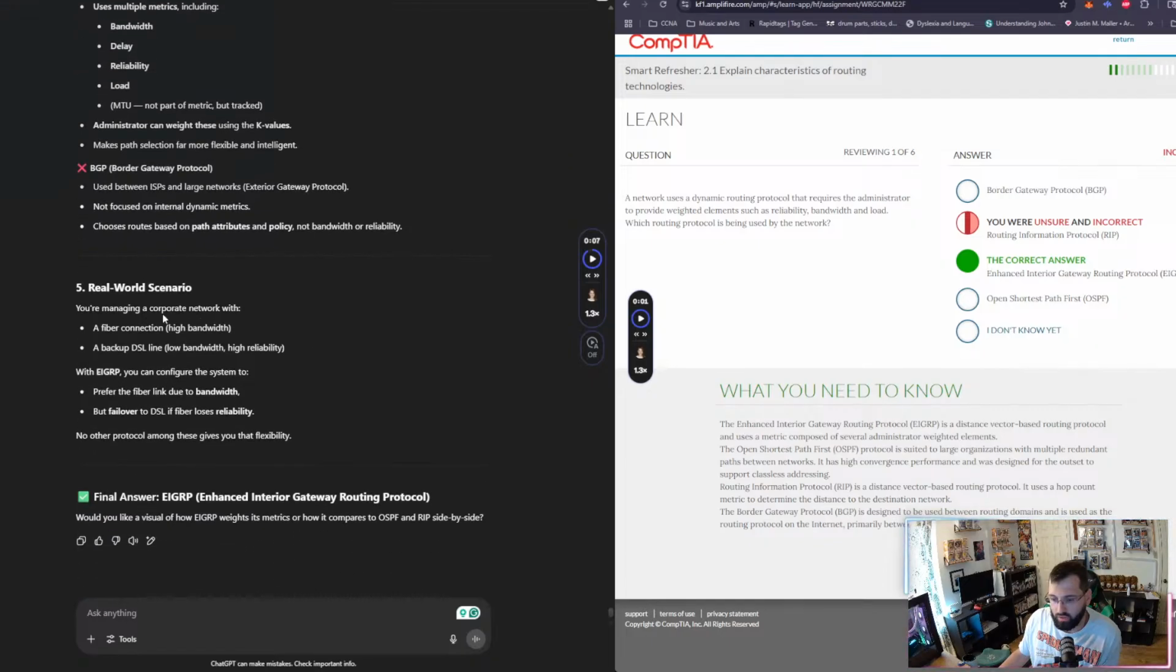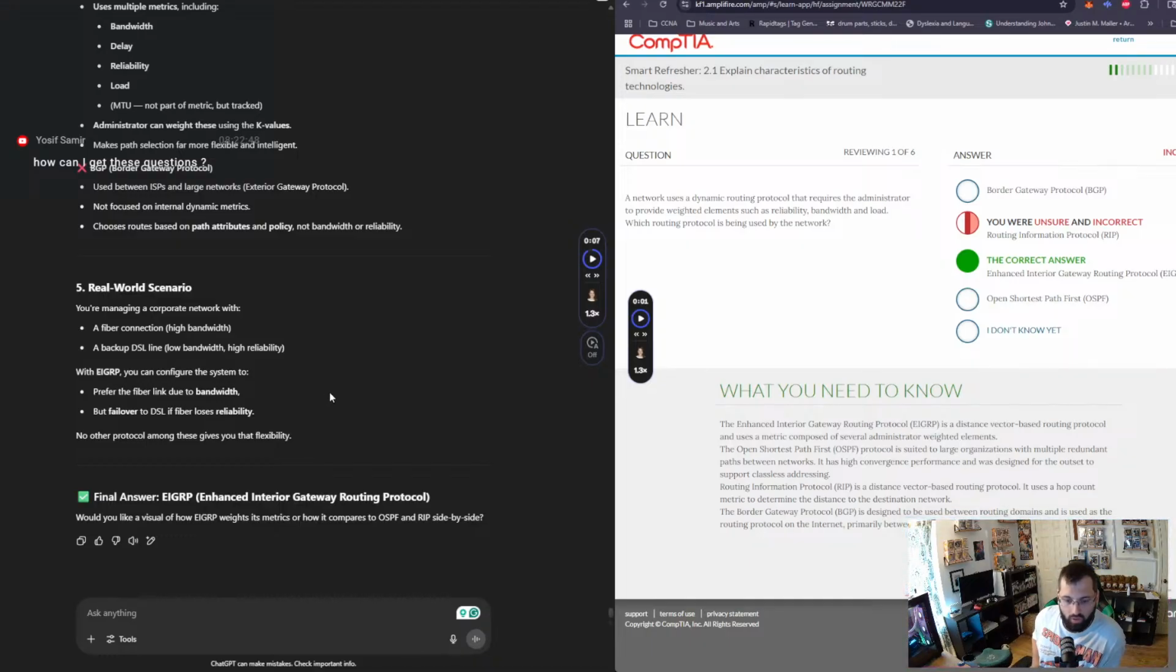Okay, so real-world scenario. We're managing a corporate network. We have fiber connections, we have backup DSL. Oh my God, that's gross. And then with EIGRP, that is hard to say, we will configure the system to prefer the fiber link due to bandwidth, and fail over to DSL if it loses reliability.